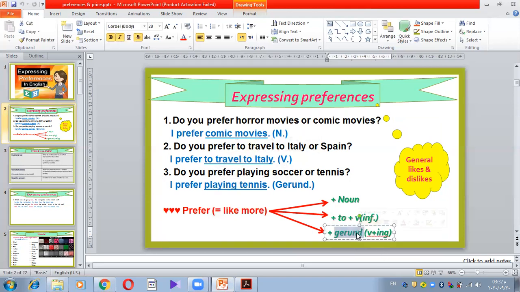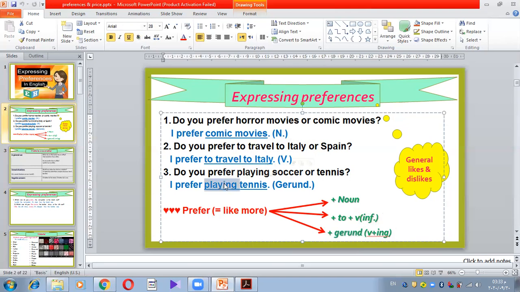What is meant by gerund, guys? Gerund is a verb plus ing. But in this case, it's not a verb. That's why I say it's a gerund. So it acts like a noun. It's like a noun here. It's not a verb. Okay? So even when we translate it, we say اللعب in Arabic. Okay, very good. Now let's move on to the next.